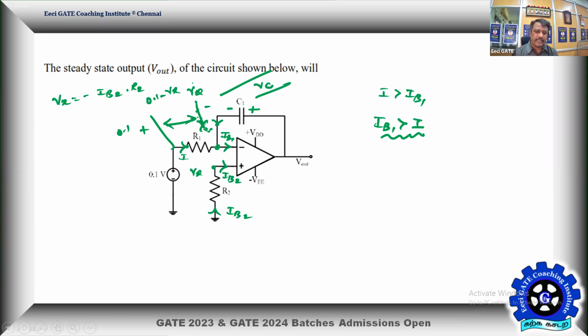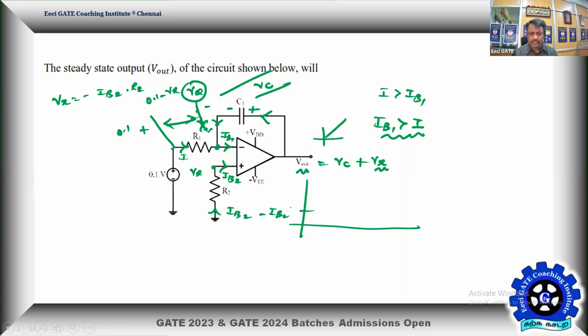That means the capacitor voltage will charge this way. So this is already a negative voltage. From this negative voltage you're going to add this, but this current is always in this direction, so the potential is going to keep on increasing. So Vout is going to become VC plus Vx. This VC is going to be a positive ramp, so Vout is also going to be a positive ramp, even though it is beginning with a negative potential. The plot will be something like this. It begins with minus IB2 into R2, a negative potential, but the ramp is going like this.